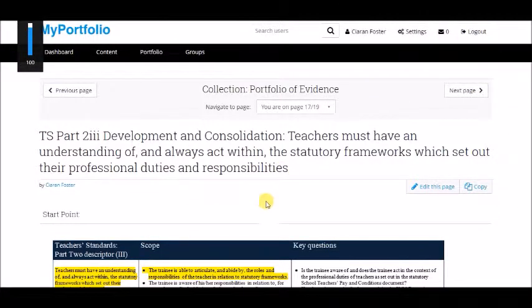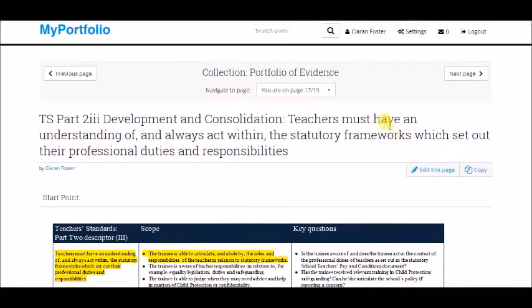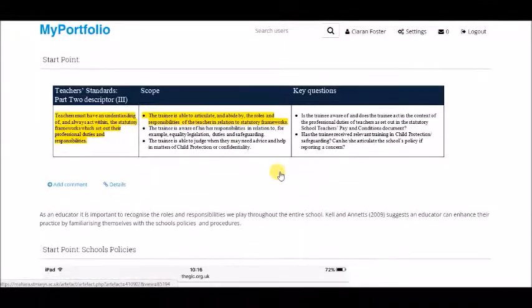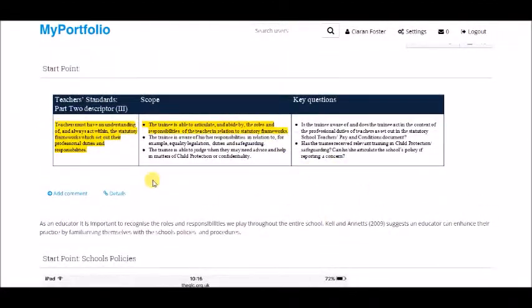So looking at Teaching Standard Part 2, third part, looking at how teachers must have an understanding of and always act within the statutory frameworks which set out their professional duties and responsibilities. Just going through this teaching standard here, the trainee is able to articulate and abide by the roles and responsibilities of teachers in relation to the statutory frameworks. And here I just highlight the fact that I understand and always act within the frameworks which set out professional duties and responsibilities.